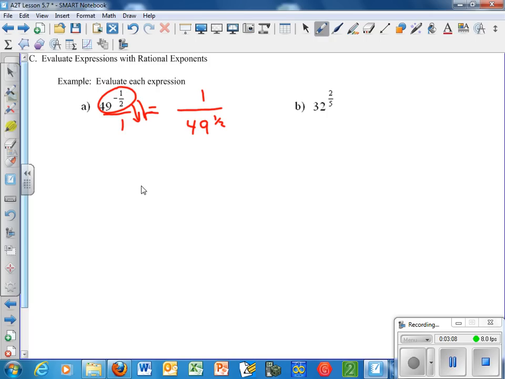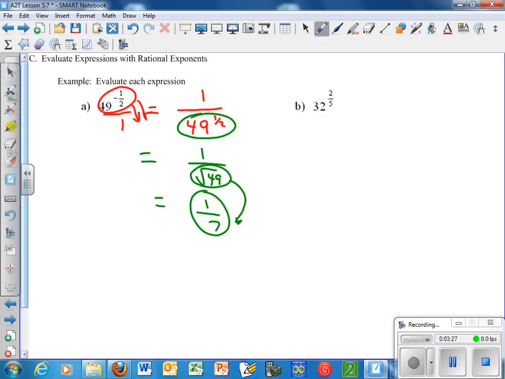Now what this really means is you have a 1 on top. 49 to the 1/2 power is really the square root of 49. Notice 49 is a perfect square, so this really means 1 on top. The square root of 49 is 7, so this would be 1/7. So 49 to the negative 1/2 power is 1/7.